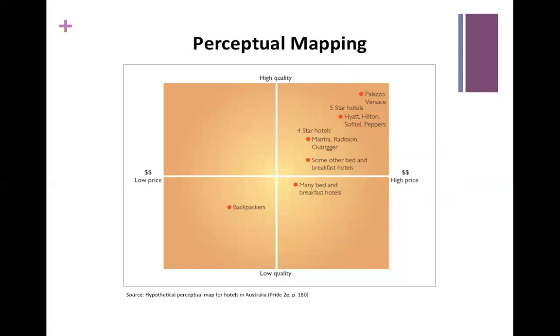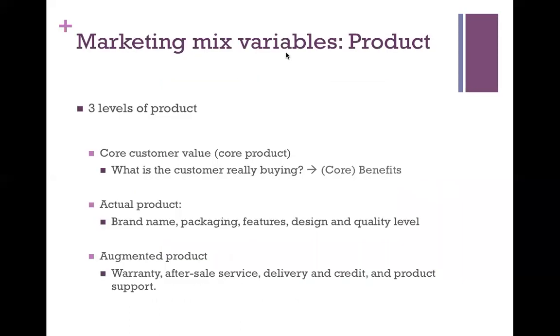Okay, and you still receive feedback. If you use these two variables, price and quality, please in the future challenge yourself to have more specific variables in your industry, based on your understanding of the customer's need. Okay, right. So that's perceptual mapping.